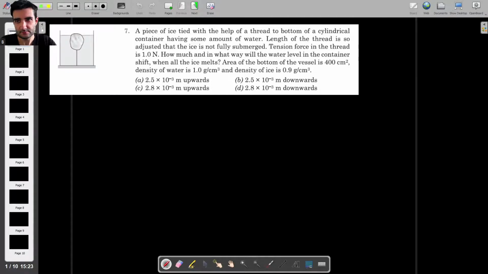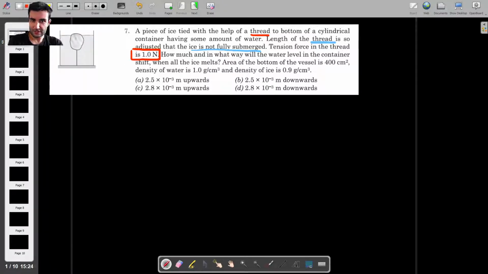So here's what we have. We're dealing with a piece of ice, and the difference compared to the original question is that this ice cube is tied with the help of a thread to the bottom of a cylindrical container, which has some amount of water. We don't really know or care how much water we're dealing with. And we know that the length of the thread is adjusted so that the ice is not fully submerged. So there is a part of the ice which is still above the water surface. And we also know that the tension in the string is 1 Newton.